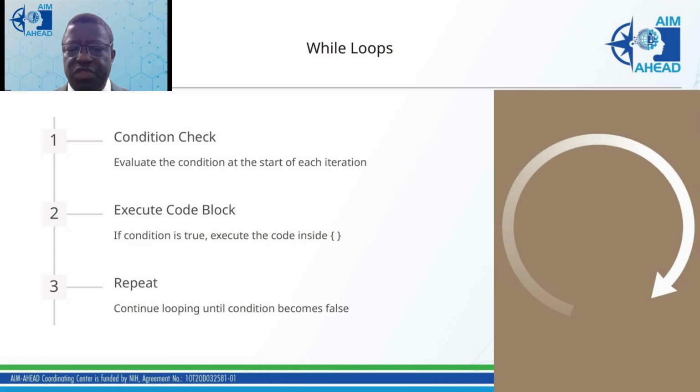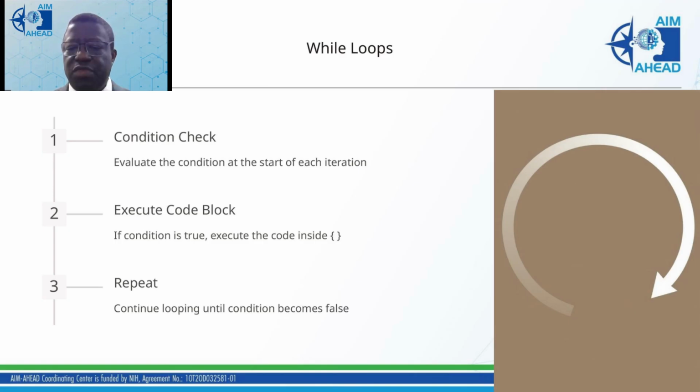2. Code block execution. Upon a true evaluation of the condition, the code within the block executes. It's crucial that within this block, updates to variables or the state are included to prevent infinite loops. 3. Re-evaluation. After executing the code block, the condition is assessed again, reiterating as long as it remains true, thereby allowing for dynamic iterations that respond to changing inputs or states.